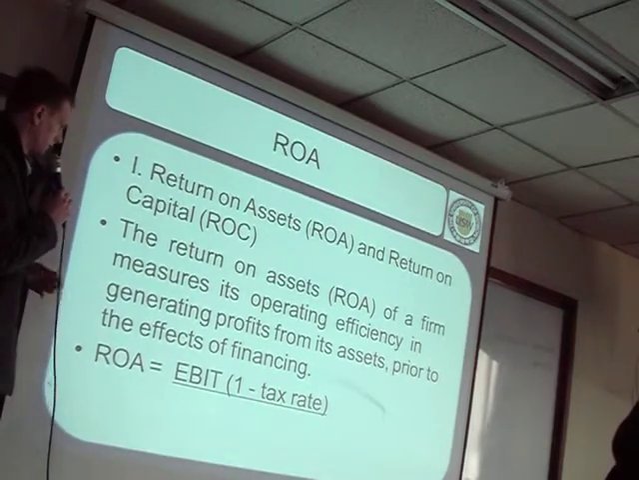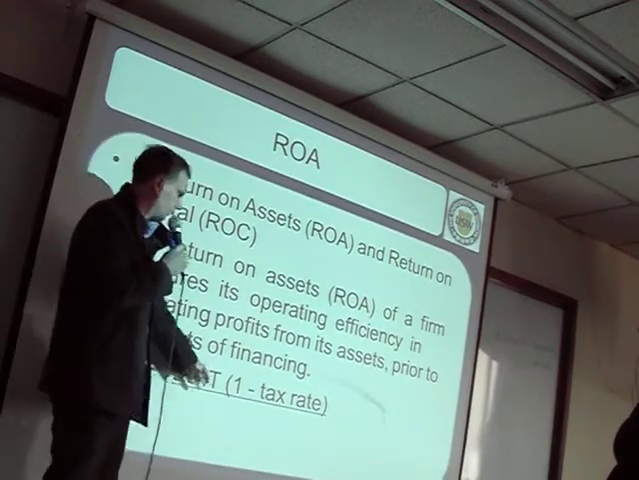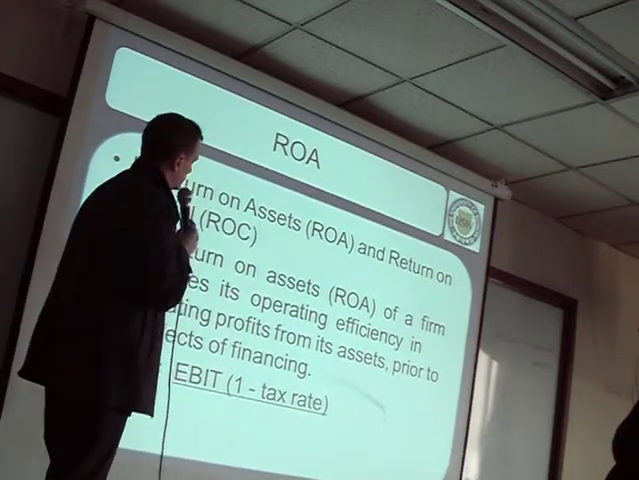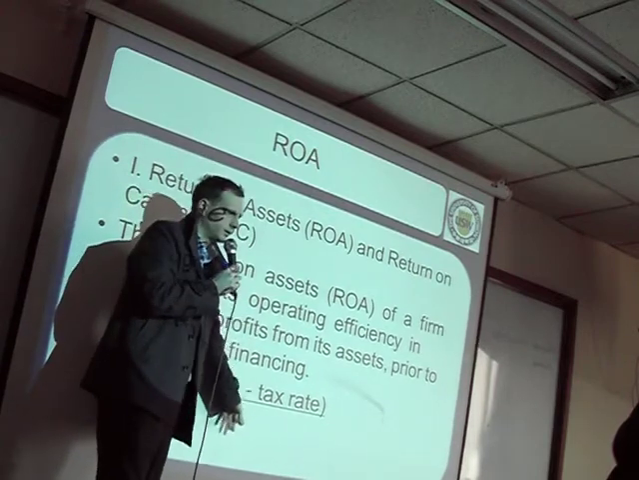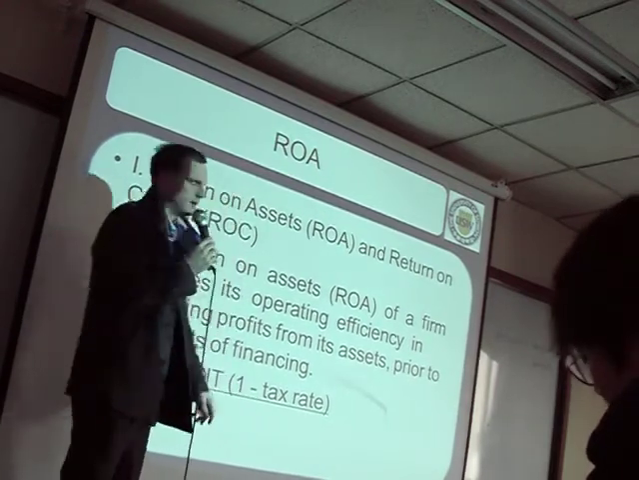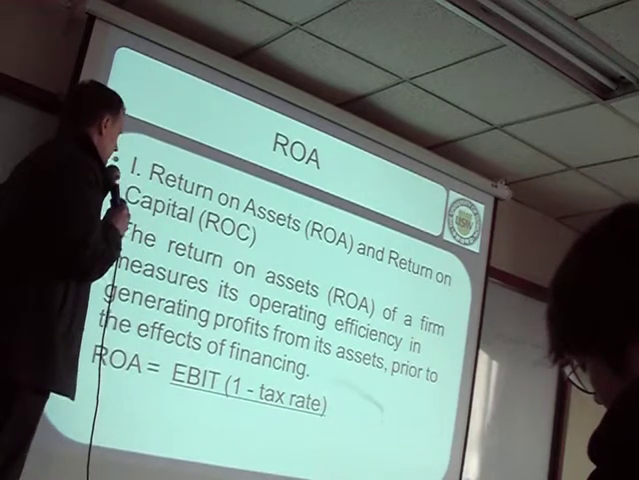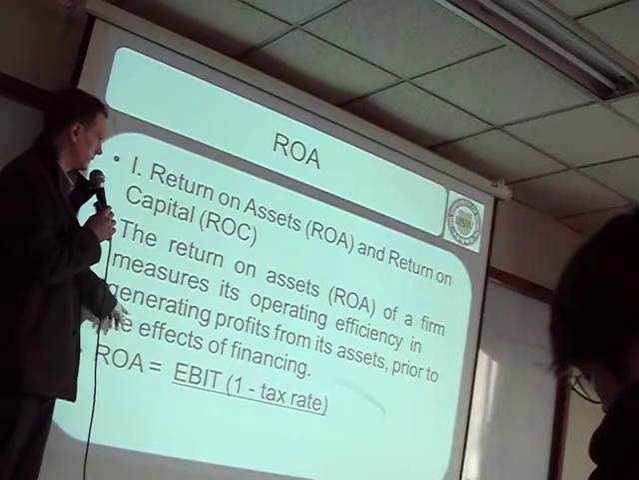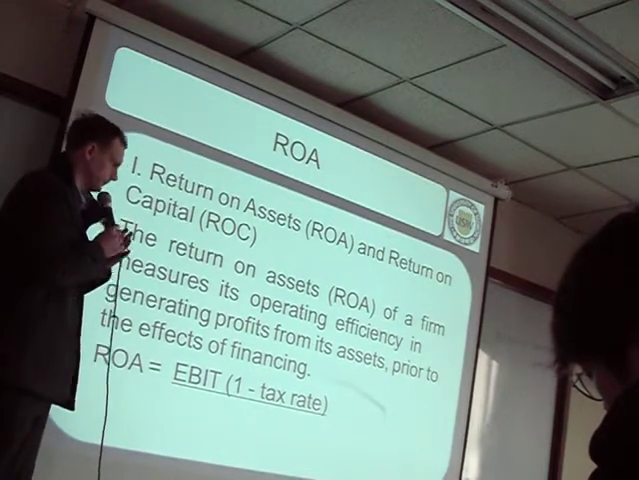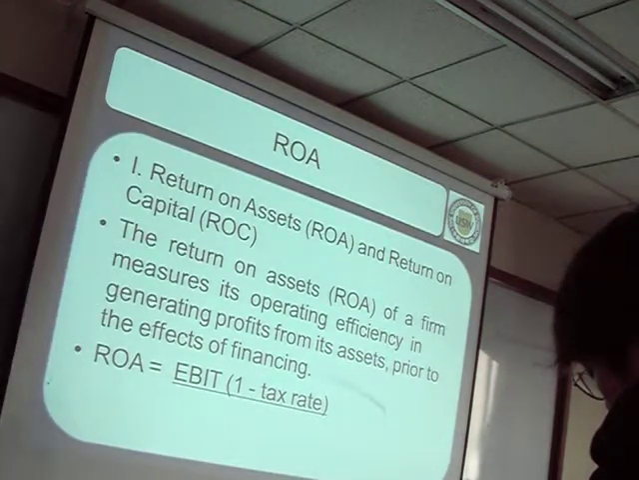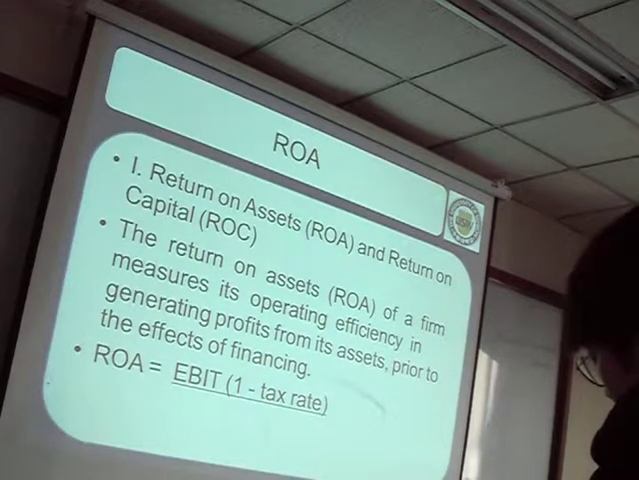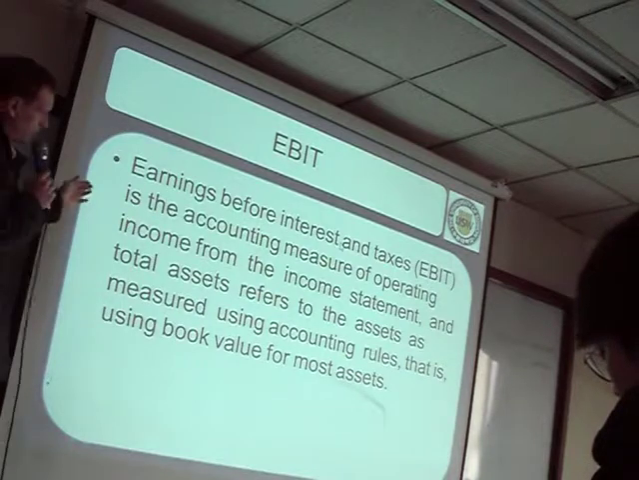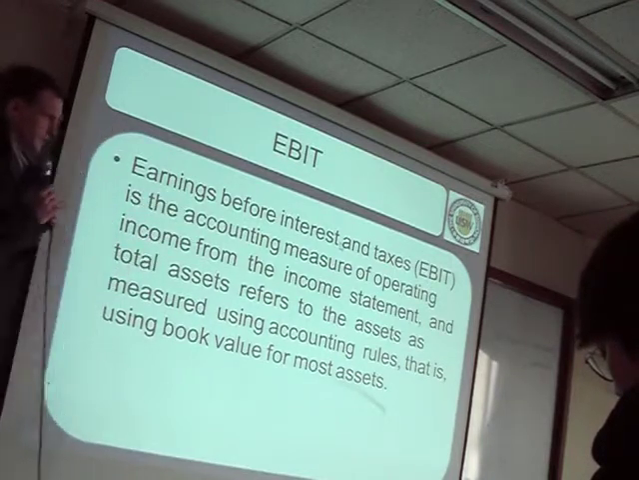So we have, on the top line, EBIT times 1 minus the tax rate, and then on the bottom line, I don't know why it's missing here, it should be assets. Assets is written here on the bottom line. So it measures the operating efficiency on the operating profits from its assets. So if we just explain this EBIT, what is EBIT? EBIT means earnings before interest and taxes.